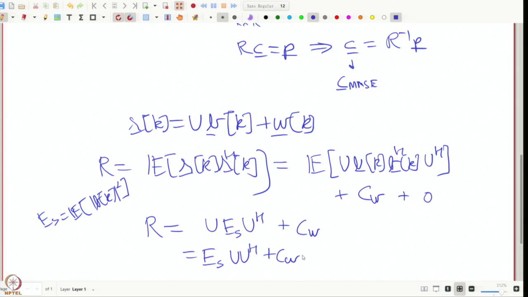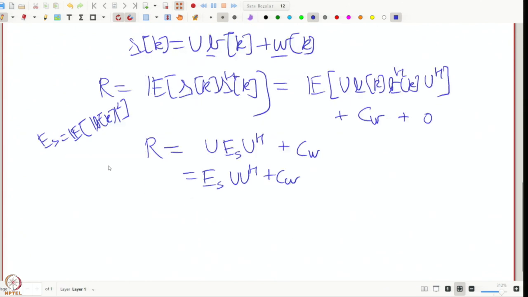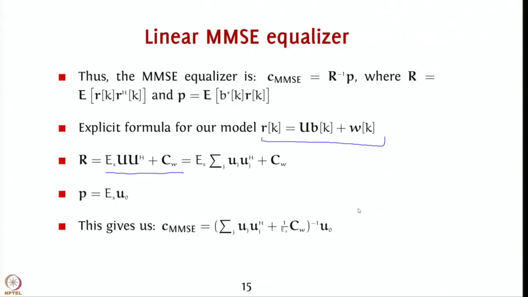So, I can also write this as ES times U U Hermitian plus CW, where ES is the signal energy. Now, if you look at what we have in the slide, that is essentially what we have written over here. Now, how do we write this as the second part? All I do is expand this column wise. If you remember how matrix multiplication works, U U Hermitian can be written as the first column outer product, the second column outer product, and so on. So, I can write this, which is exactly what we have over here.